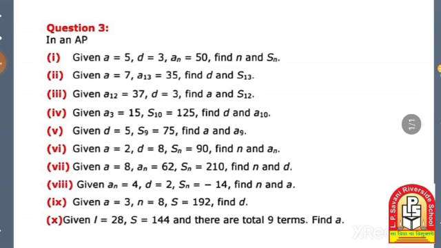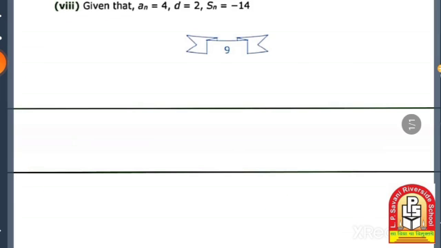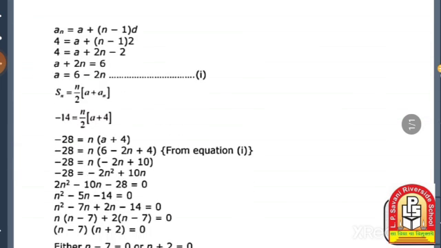Question number 8. In question number 8, an is equal to 4, d is equal to 2 and Sn is equal to minus 14. So we have to find n and a from the equation. So an is equal to 4, d is equal to 2 and Sn is equal to minus 14. Then we have to put the values of an and d in the equation to find out the value of n.